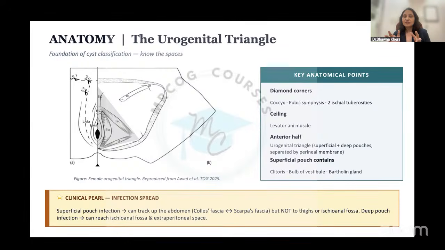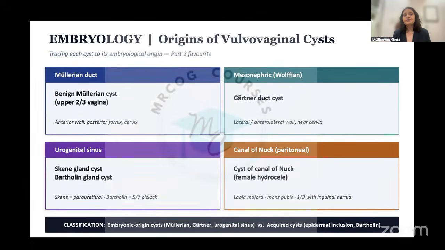Clinical pearl: infection spread. This is a very important point. Why are we so worried about it? Because of the superficial pouch infection. Yes, take this point very carefully. This is a very important exam point. Superficial pouch infection can track up to the anterior abdominal wall because the Colles fascia and the Scarpa's fascia communicate, but it cannot go into the thighs or the ischioanal fossa. Deep pouch infection can reach the ischioanal fossa and the extraperitoneal space as well. And here lies the significance of these structures.